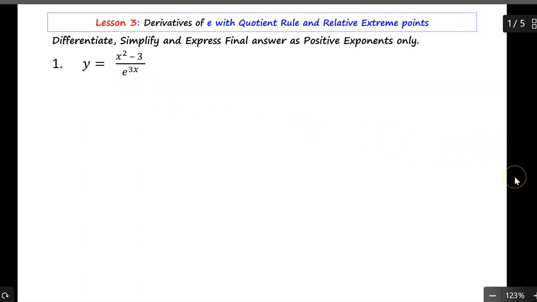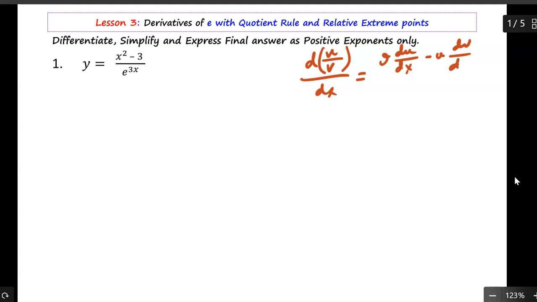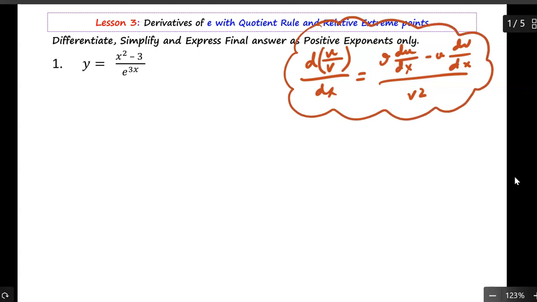So the quotient rule says this: if I have a derivative of u divided by v as a function of x, then the very first term is v times du over dx, subtract u times dv over dx, the whole thing divided by v squared. So this is the formula for the quotient rule.